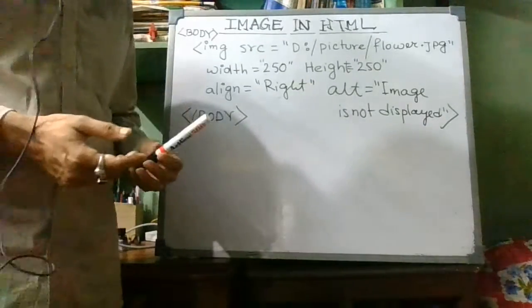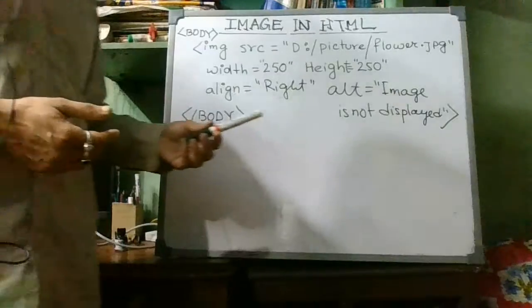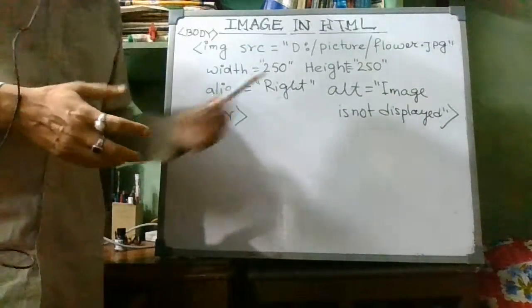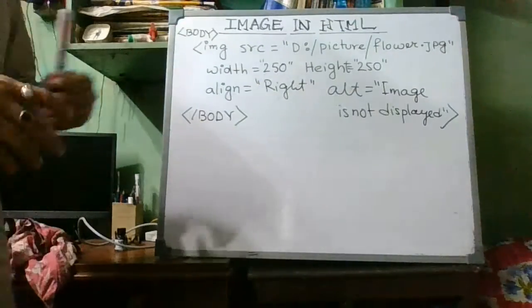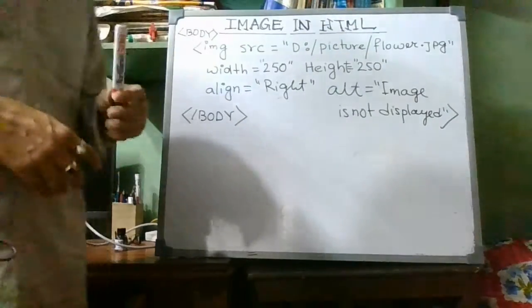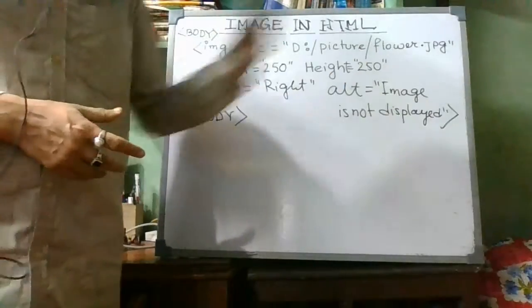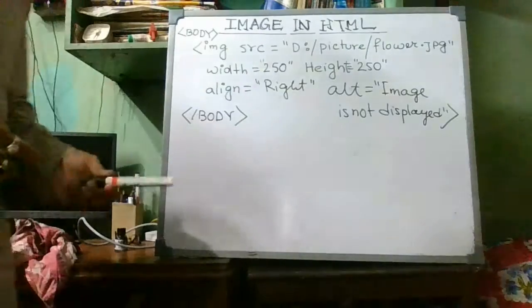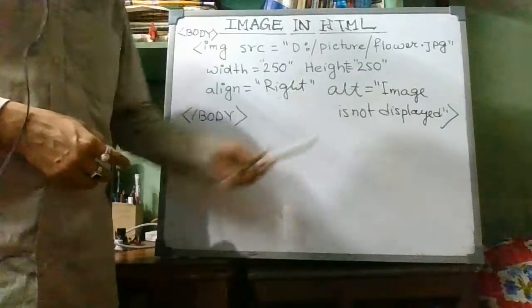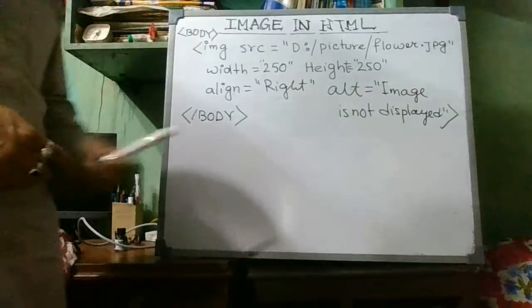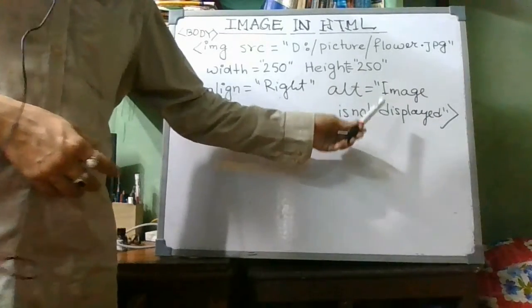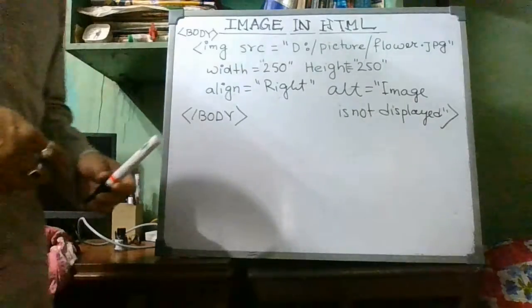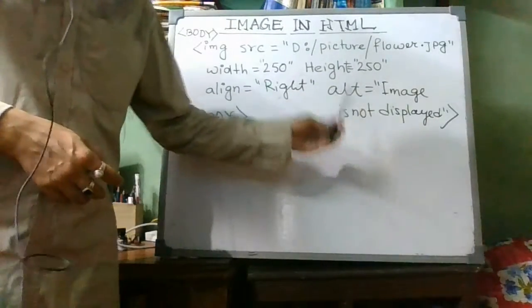Suppose you have saved this picture in your D drive, but suddenly your picture is deleted, but you don't know, you have mentioned the picture name here. So what will be happening? The picture will not be displayed. In case the picture is not displaying, then this alt attribute will come into action, and this very text you have mentioned within the alt attribute will be displayed in the place of the picture.